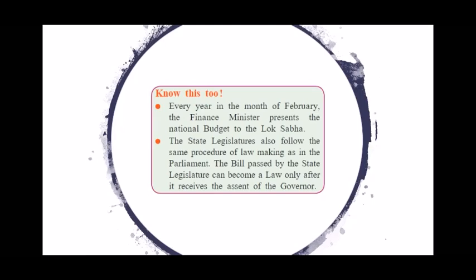So, at the central level, what happened? The bill would be sent to the President for his approval. At the state level, the bill is sent to the governor for his assent. Okay, that is the difference between the law-making process in the state legislature and the Parliament, that is the central level.